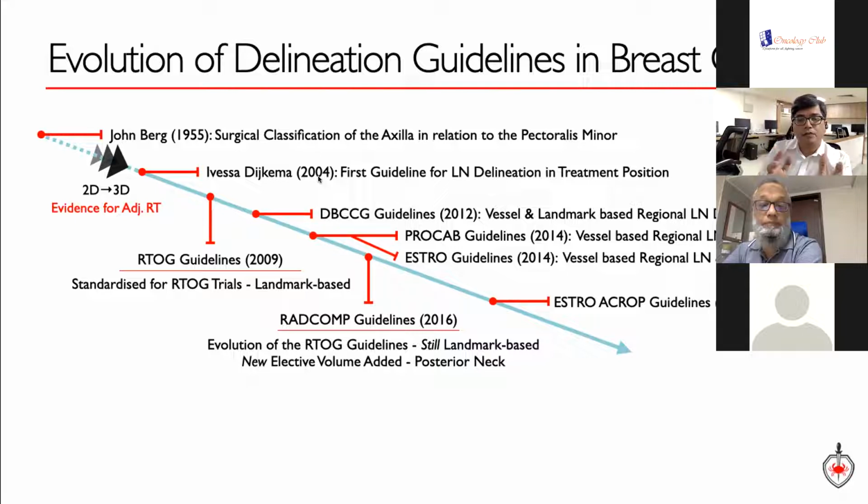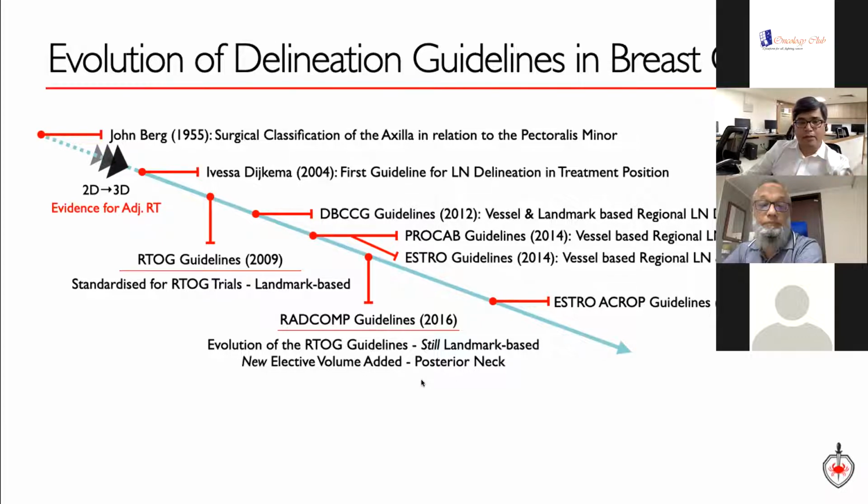Subsequently, there were several other guidelines as well, but two predominantly different philosophies of contouring guidelines developed. The first one was the RTOG guidelines. The purpose of the RTOG guidelines was actually to translate the two-dimensional information from the trials that occurred in the 80s and 90s and became more like a landmark-based guideline. The purpose was to cover as maximally as possible all those regions that were covered in those trials. And then in 2016, with the RADCOM guidelines, which were an evolution of the RTOG guidelines, they were still, unfortunately, landmark-based, but they did something which none of the other guidelines probably did, which was to add another volume, the posterior neck.